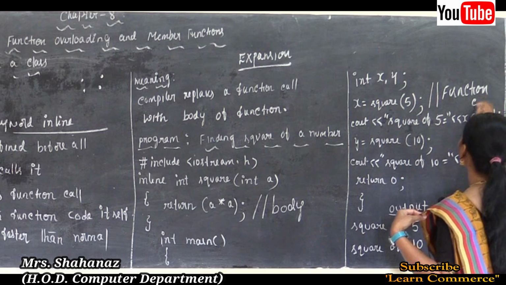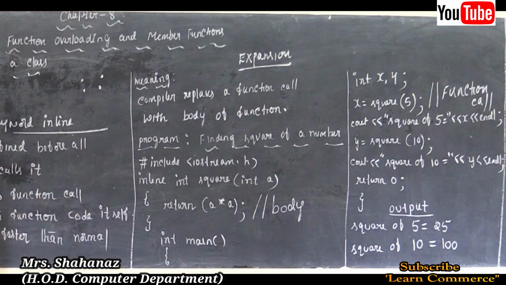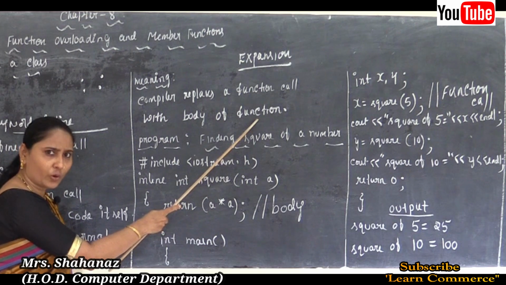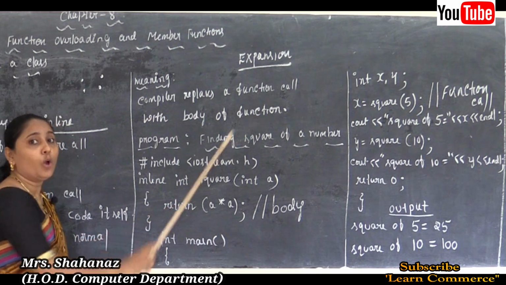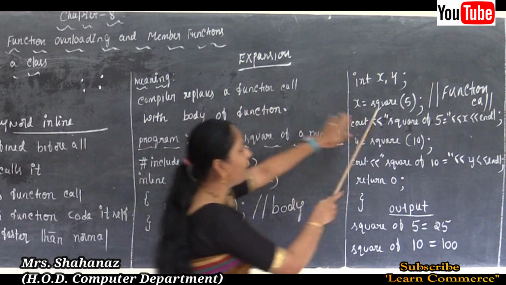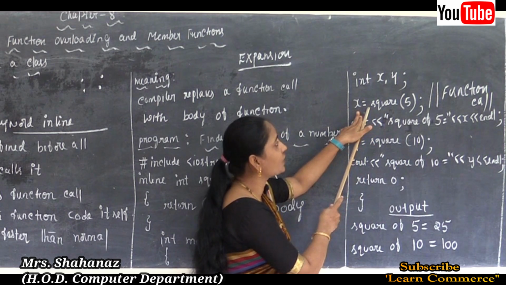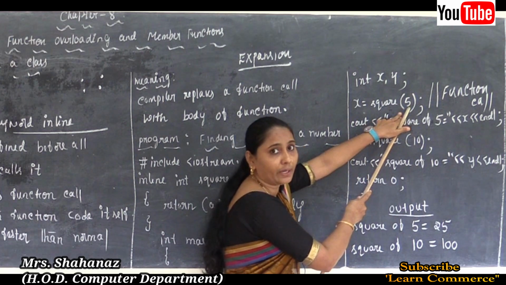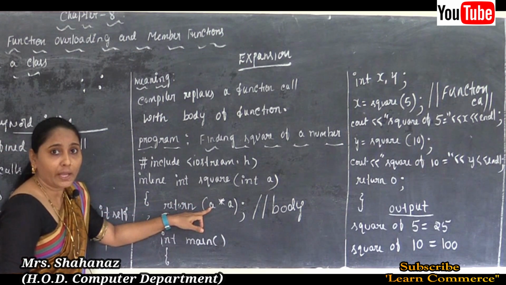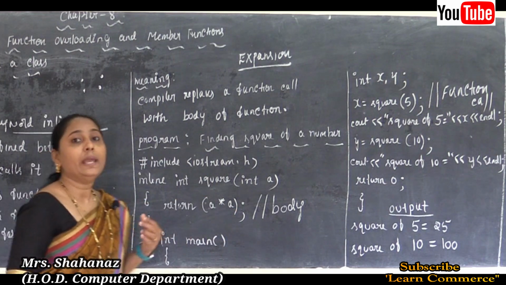Okay, the function call. So what I said in this case is that only the compiler replaces the function call with the body of the function. So in this program, when you call any function, whatever you write in the body of the function is just replaced in place of the function call. Why? Because here I am going to find out the square of 5. That means here it assigns the value 5 to a. So 5 into 5, finally we get the output as 25. So this is the meaning of the inline function.